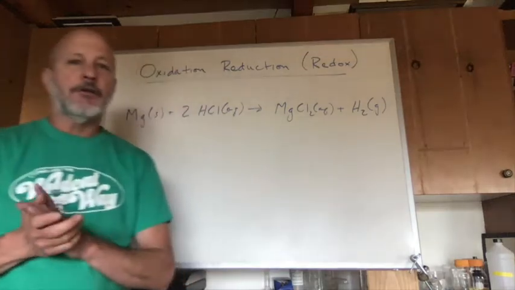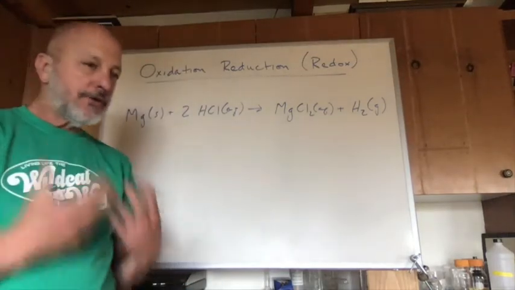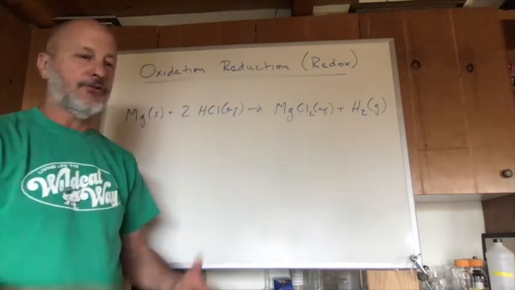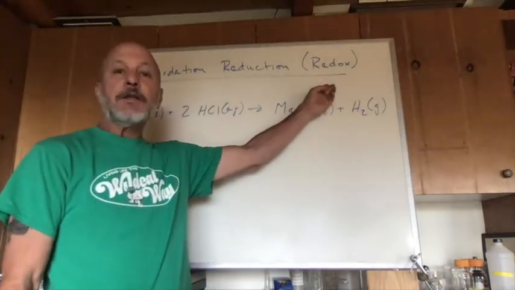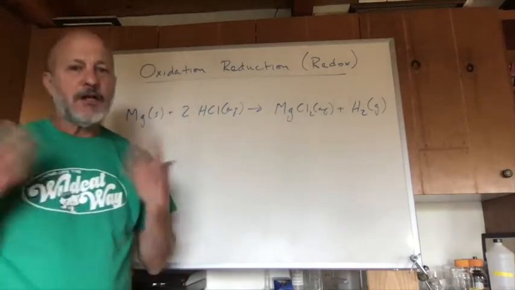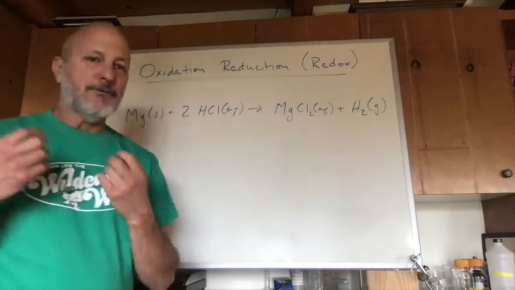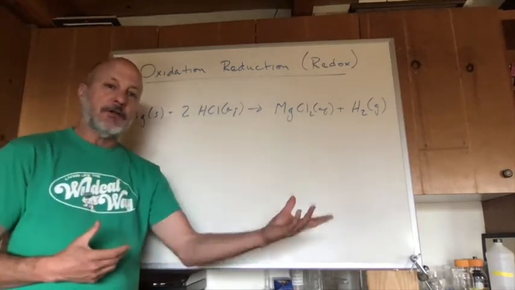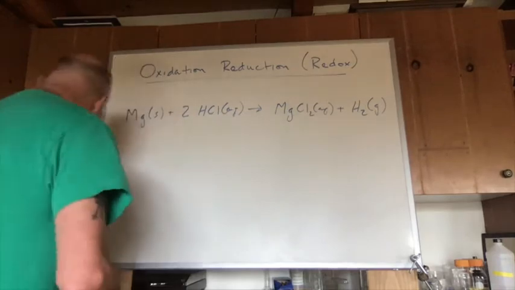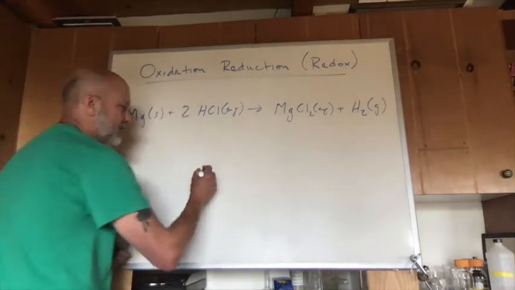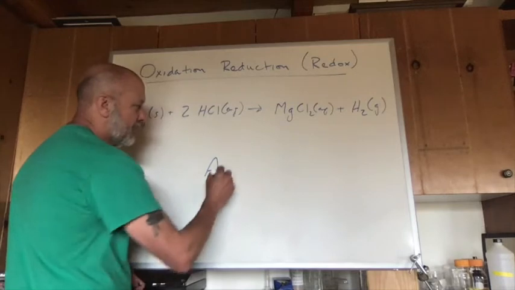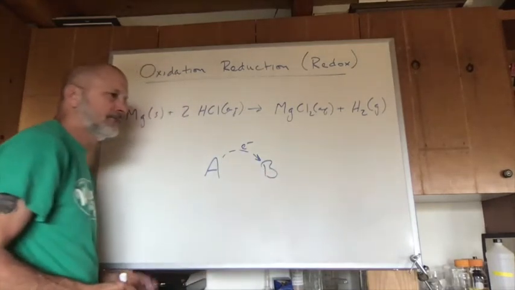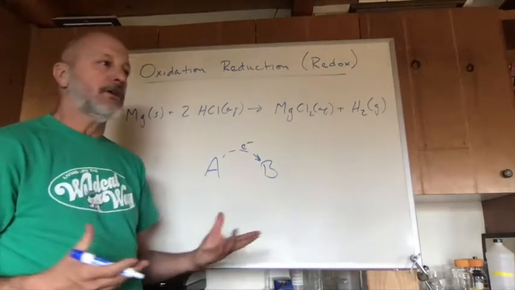So today we're going to look at oxidation reduction reactions, often called, because oxidation reduction is so many syllables, redox reactions. There are a lot of types of reactions that fit in this category, but basically it's a transfer of electrons from one to another. I've written one type, but let's look at just a simple one. If A sends an electron to B, that would be an oxidation reduction reaction.